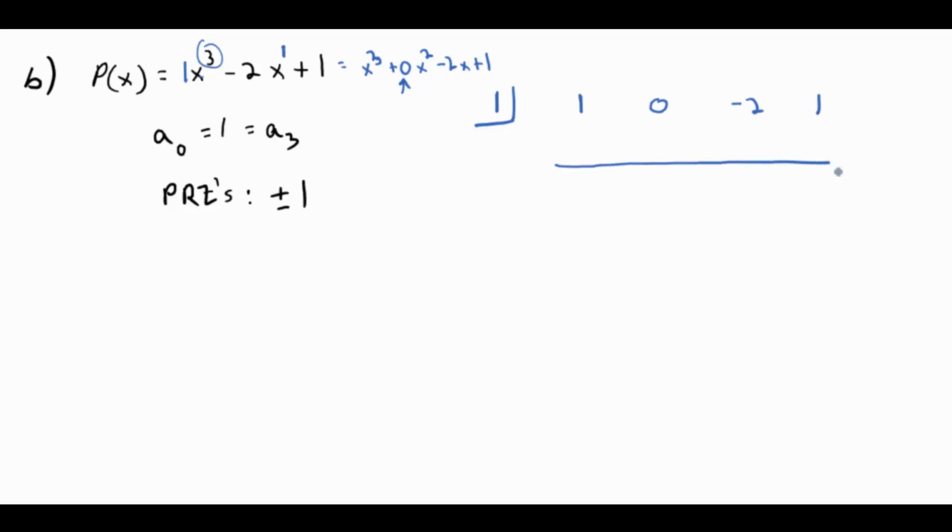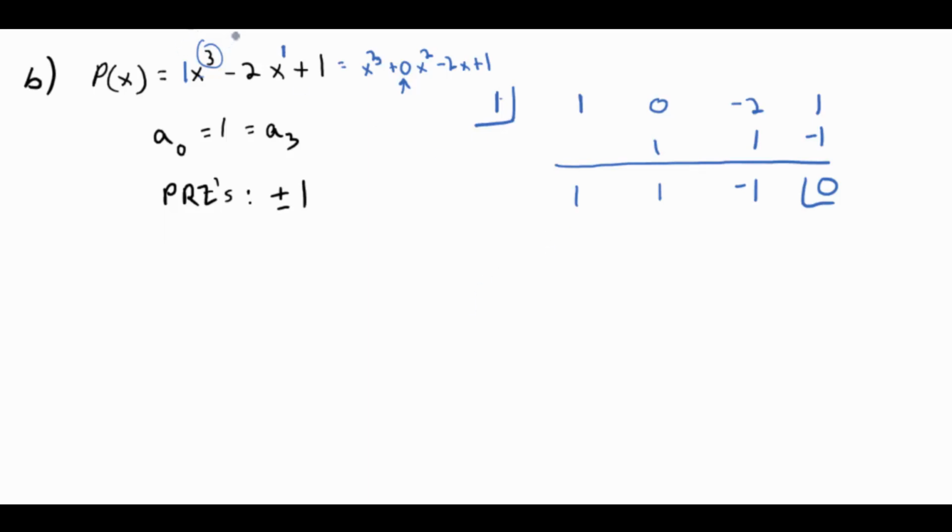Okay, bring down the 1. 1 times 1 is 1. Add them up: 1 times 1 is 1 plus negative 2 is negative 1. Negative 1 times 1 is negative 1, and we do get 0. I already knew that. I'm after the quotient. Can you write down the quotient based on those coefficients we just got?